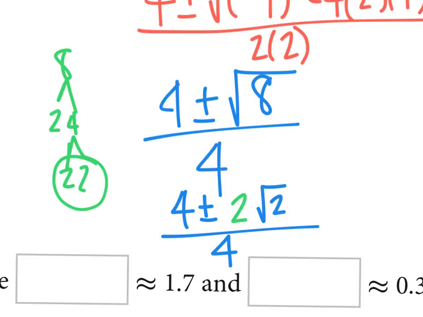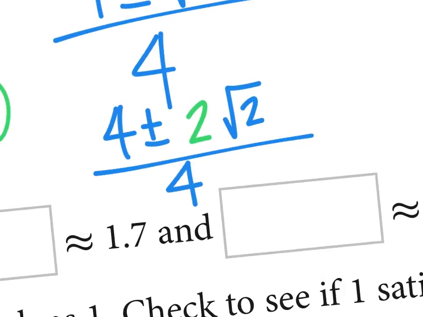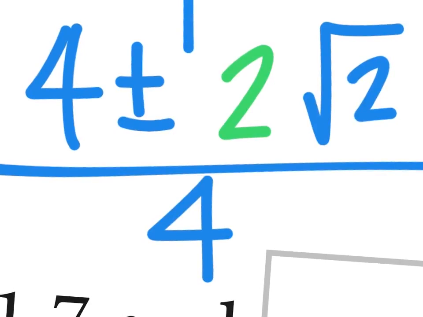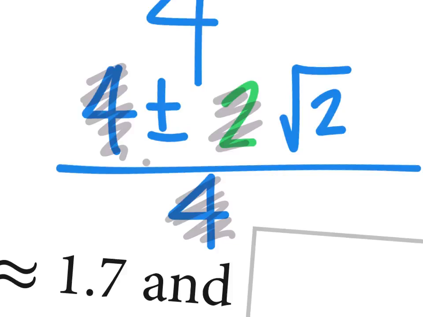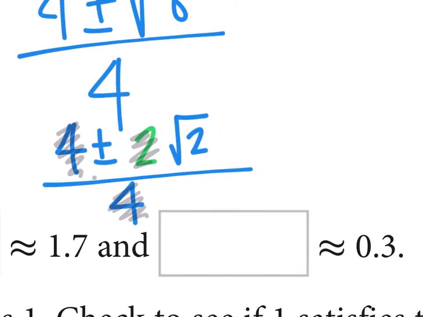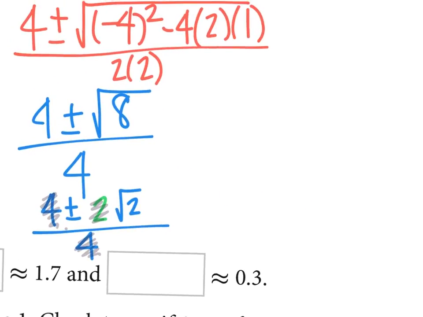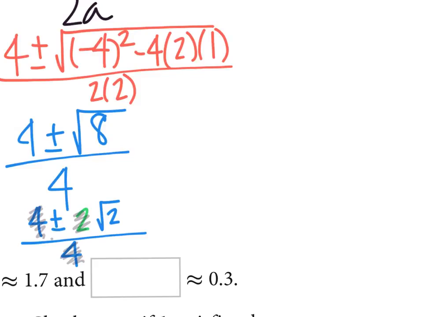And what else can I do to that? Simplify. When I'm simplifying, remember, I am only simplifying the 3 numbers outside. So the 4, the 2, and the 4. These 3 pieces. So I can divide all of them by what? 2. So really that gives me 2 plus or minus the square root of 2 over 2.